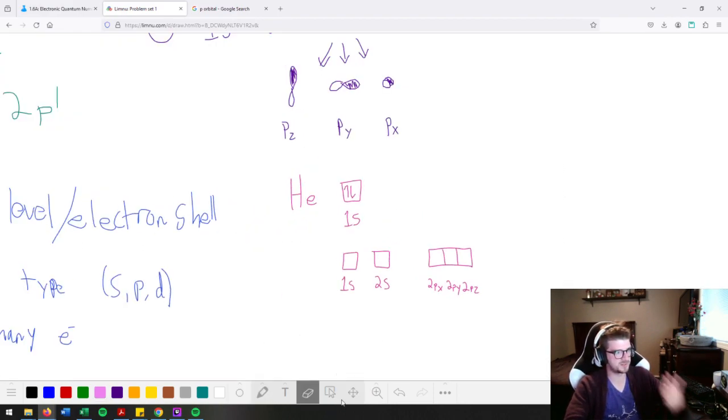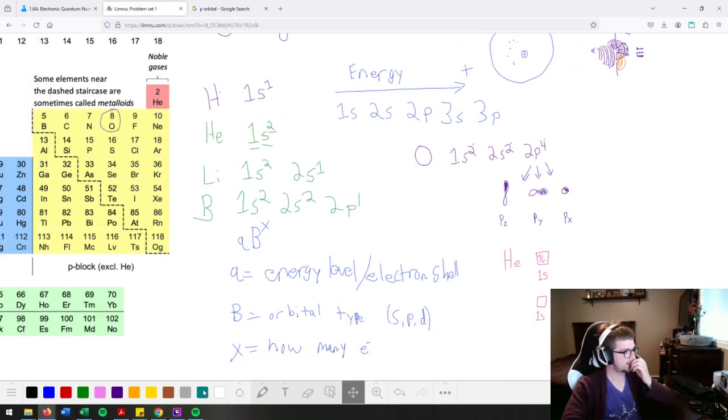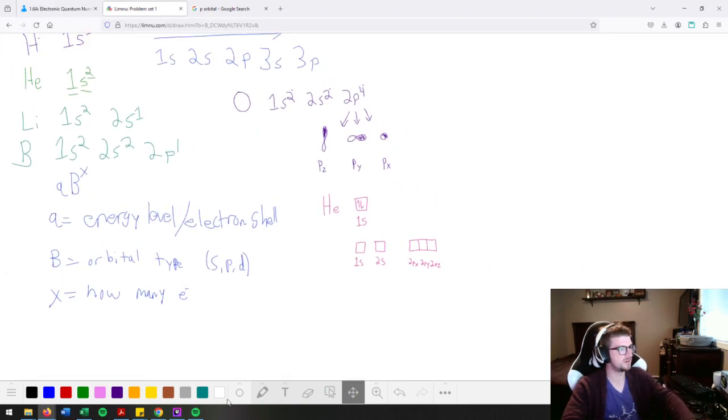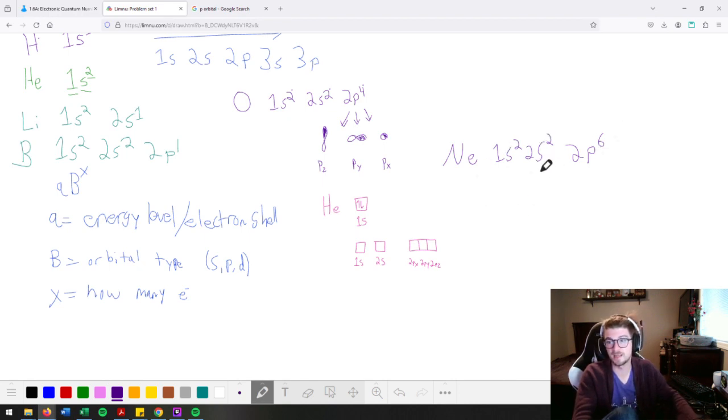There's different stuff about that I want to talk about later. But for now, I'm going to use neon instead of oxygen. So neon would be very similar to oxygen. It would have 1s2, 2s2, 2p6. So that's the full electron configuration for neon. It has 10 electrons and this noble gas configuration.